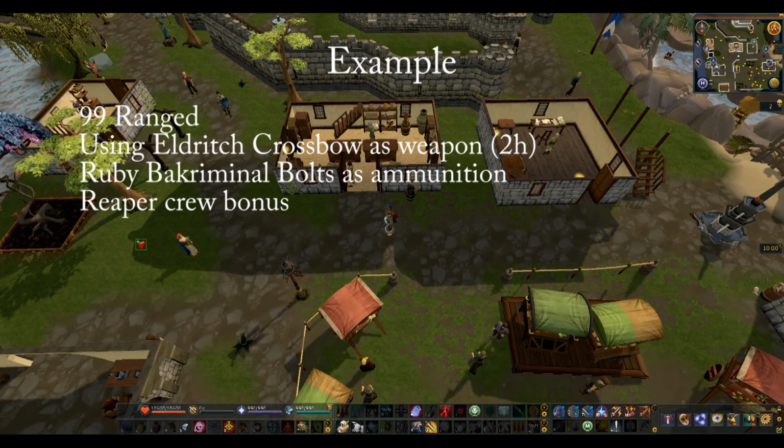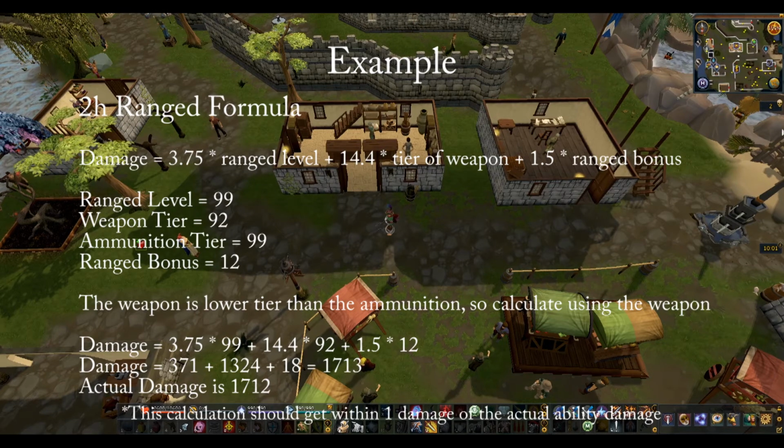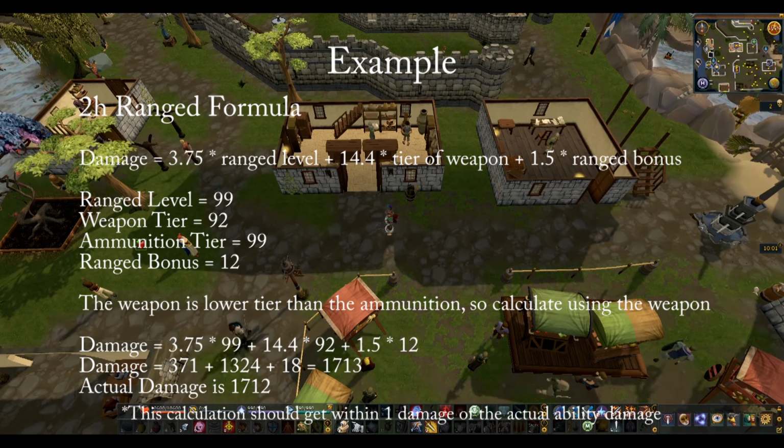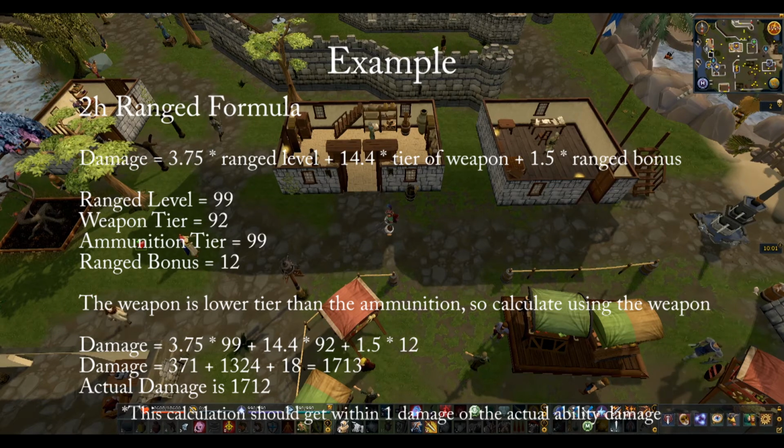For example, say I had 99 ranged, an eldritch crossbow as a weapon, ruby back criminal bolts as ammunition, and the Reaper crew bonus. In this example, because we're using the eldritch crossbow, we're going to use the two-handed ranged formula. Our ranged level would be 99, the weapon tier is 92, the ammunition tier is 99, and our ranged bonus is 12. Because the weapon tier is lower than the tier of the ammunition, we're going to calculate using the tier of the weapon.